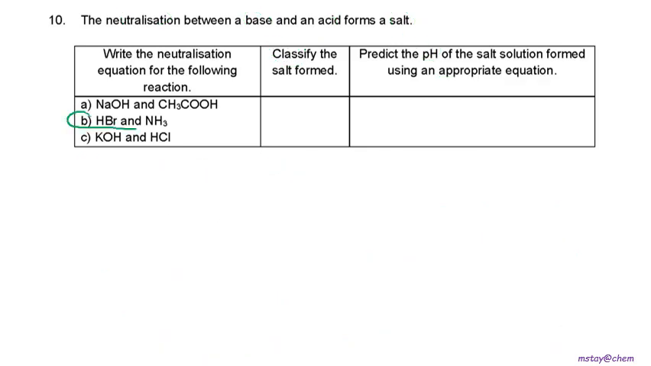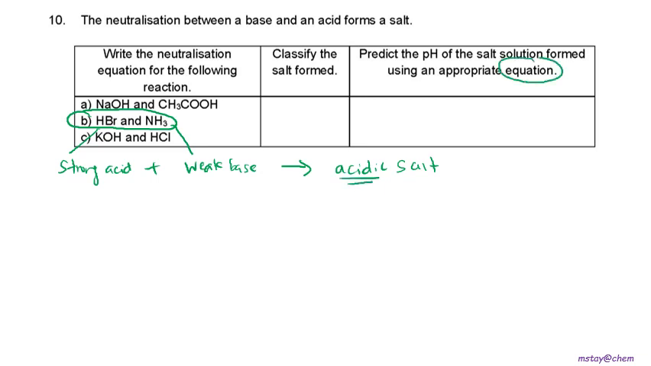Question B. HBr is a strong acid, while NH3 is a weak base. So basically, the salt produced will be considered an acidic salt. If it is an acidic salt, when we write the equation, we will be able to see the concentration of H plus is produced. Now let's check the equation.